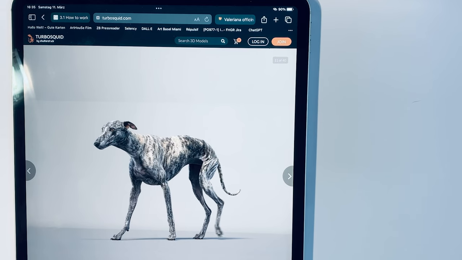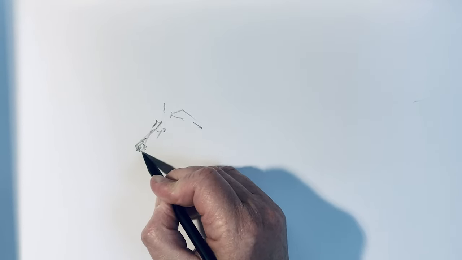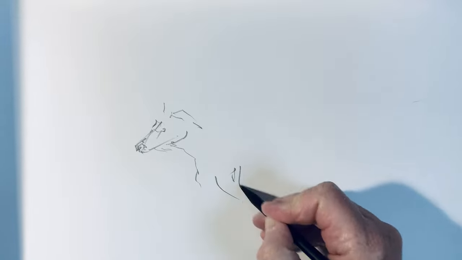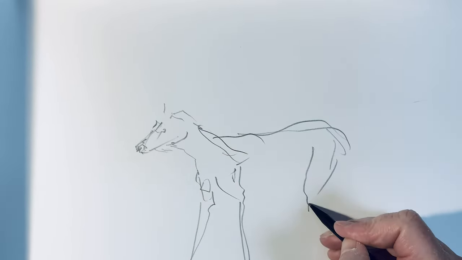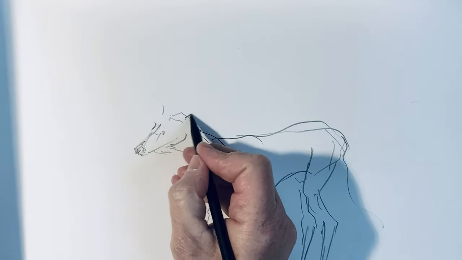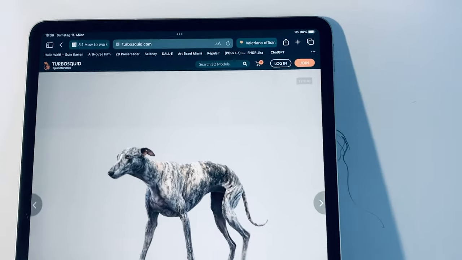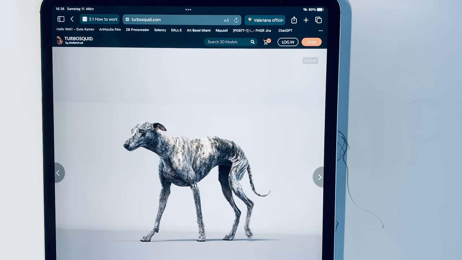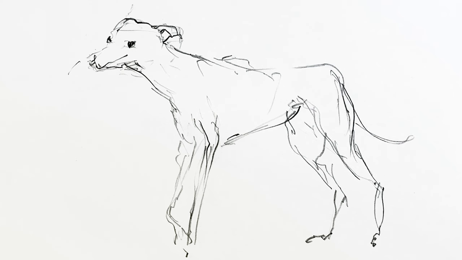And I dare to do this dog with 30 seconds. Okay, think by yourself. 30 seconds or longer. How long do you need to draw a dog?